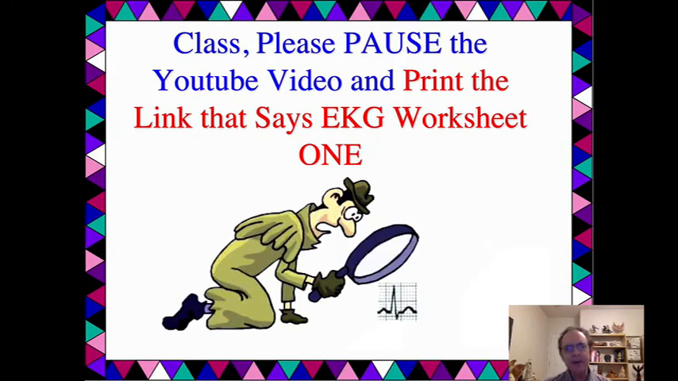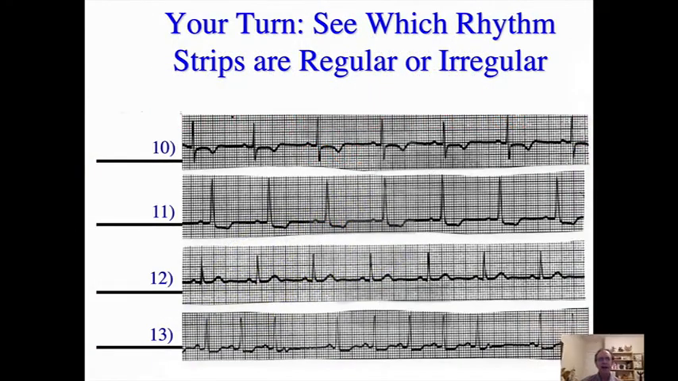Class, please pause the YouTube video and print the link that says EKG Worksheet 1. Some of you have already printed it. If you printed it, you'll just keep going. But if you haven't, go ahead and print. It's right on our webpage, the EKG Worksheet 1 for this week. All right, it's your turn. See which rhythm strips are regular or irregular. For 10, 11, 12, and 13, I want you to do a rhythm check, just like I did in the demo video. Just like I did in the demo video, go through each one and then write regular or irregular. These are all exam questions, 10, 11, 12, and 13, all exam questions. And take your time, hit the pause button. When you're ready, come back.